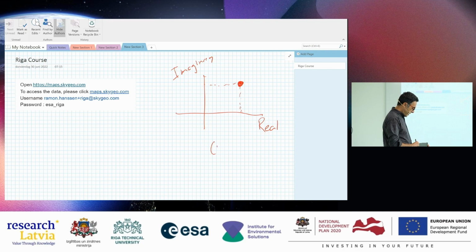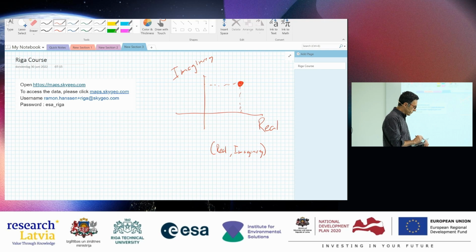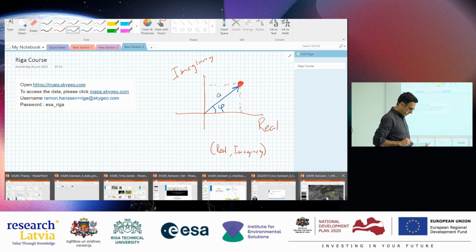So we can have this pair of the real valued number and the imaginary valued number. But we can also describe it with, for example, an arrow. That would be something like this. All right, so now we have the length of this arrow, which is an amplitude, and the phase, which is phi. Right?